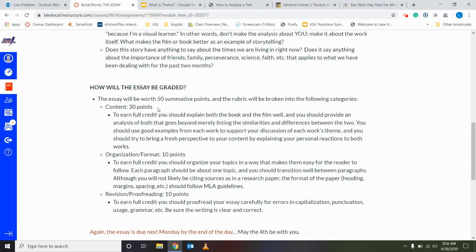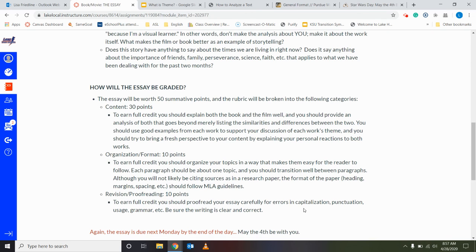Explain why and how. Organization, full credit, 10 points, making sure that you follow the MLA guidelines, that you are giving us good transitions between your paragraphs, that each paragraph focuses on a topic by itself. You probably won't be citing sources. It's not a research paper, okay? So you don't need a works cited at the end, but you do need to follow those format guidelines. And then 10 points for revising your paper and proofreading, okay?